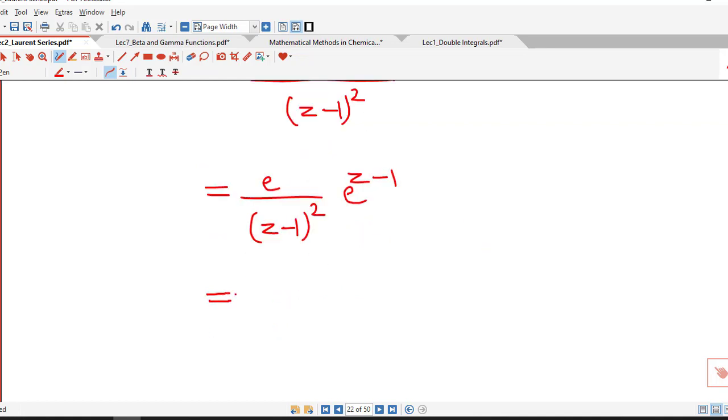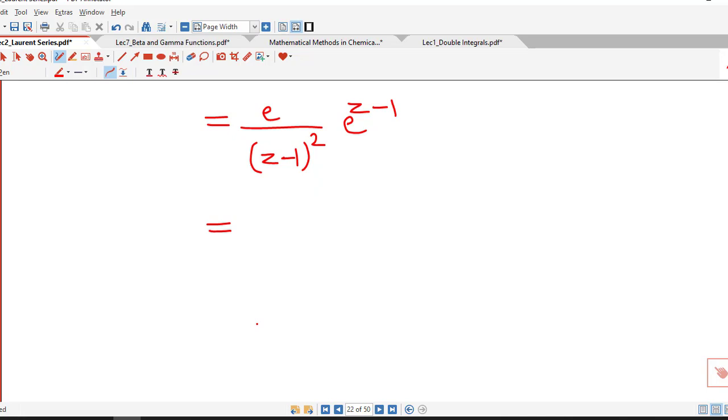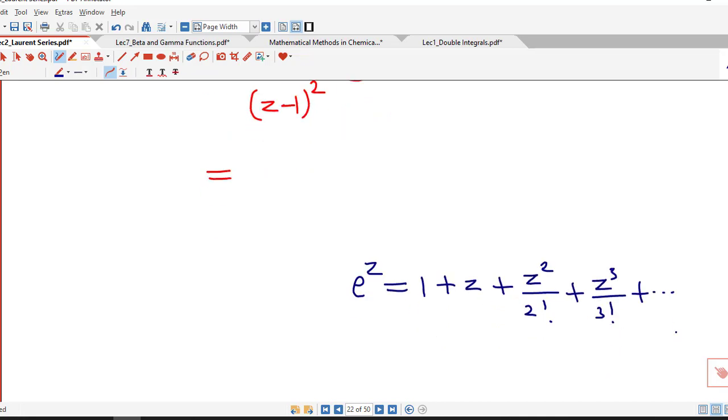Now we know the Maclaurin series expansion of e raised to z; we have already derived it. This e raised to z is analytic everywhere, and its Maclaurin series is given by 1 plus z plus z square by 2 factorial plus z cube by 3 factorial and so on, and this is valid for all values of z, that is, for absolute value of z less than infinity.